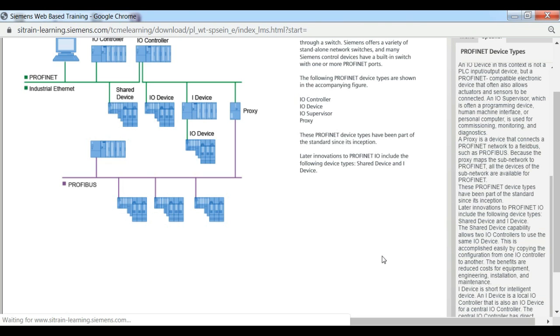iDevice is short for Intelligent Device. An iDevice is a local I/O controller that is also an I/O device for a central I/O controller. The central I/O controller has direct access to the input-output image in the local I/O controller, so communication is simple and fast, and no complex programming or additional communication hardware are required.